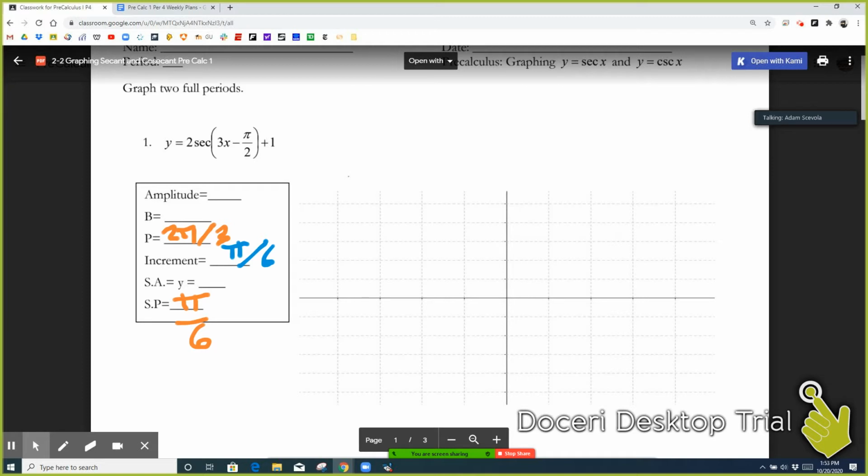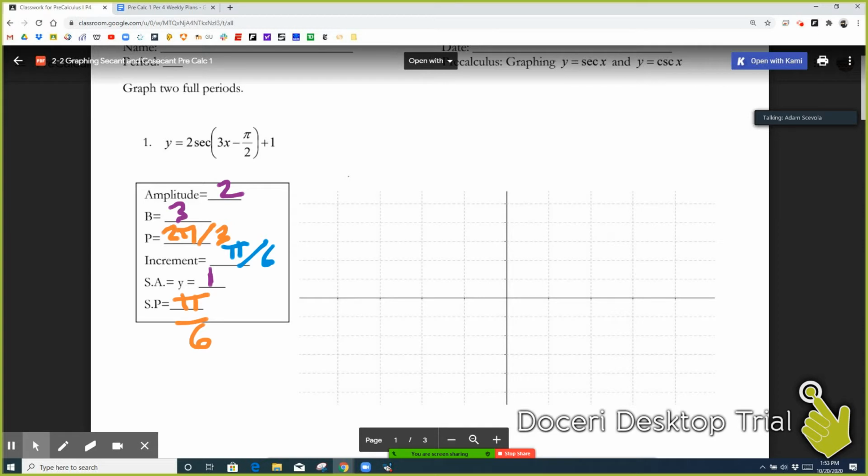All right, that means we're going to start at pi over 6, and we're going to plot a point every pi over 6. Our sinusoidal axis, or our midline, is going to be y equals 1. B is 3. We already accounted for that in our period earlier. And amplitude is 2. So now we have all the information that we need to set up our x and y axes.